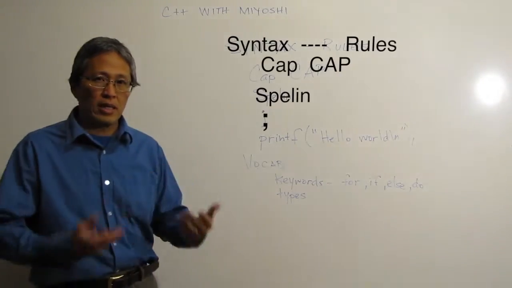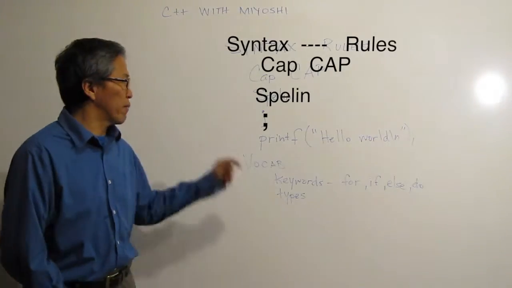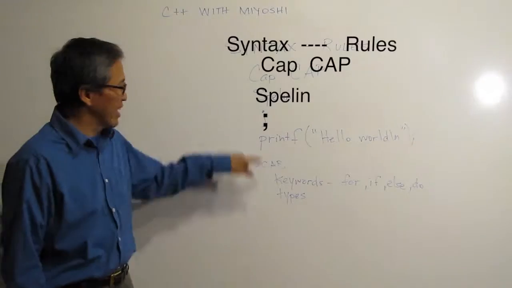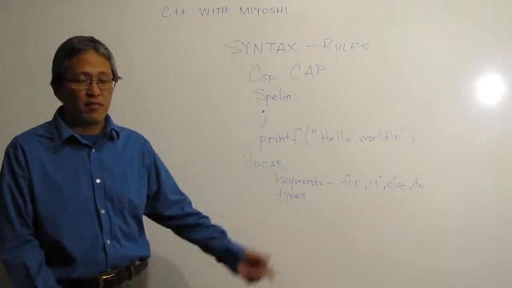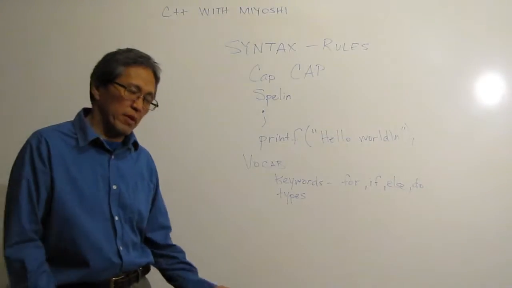Punctuation is really important in the English language, every language. Punctuation is important in C++ as well. And you're going to get used to this little guy, the semicolon. You're going to need it after every line of code, pretty much.